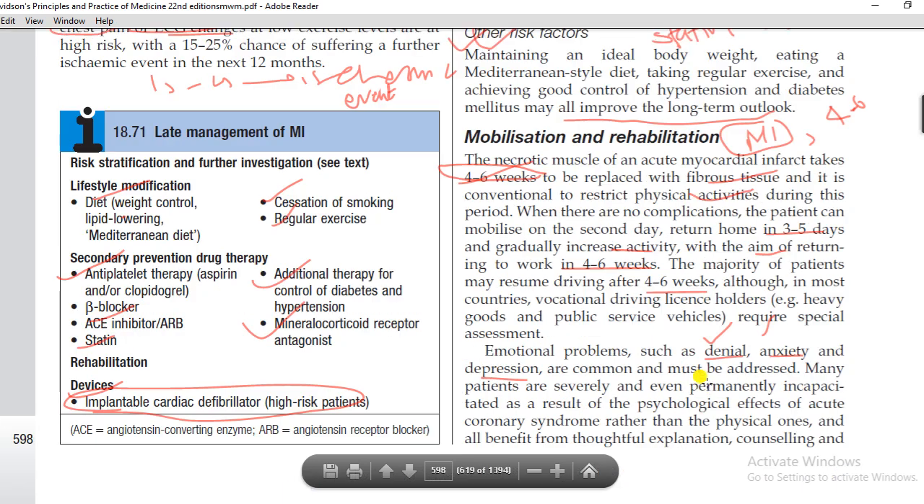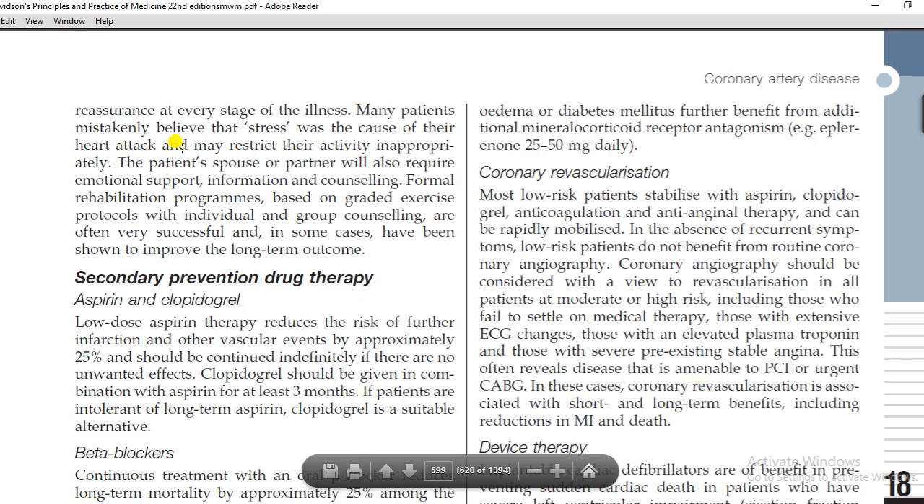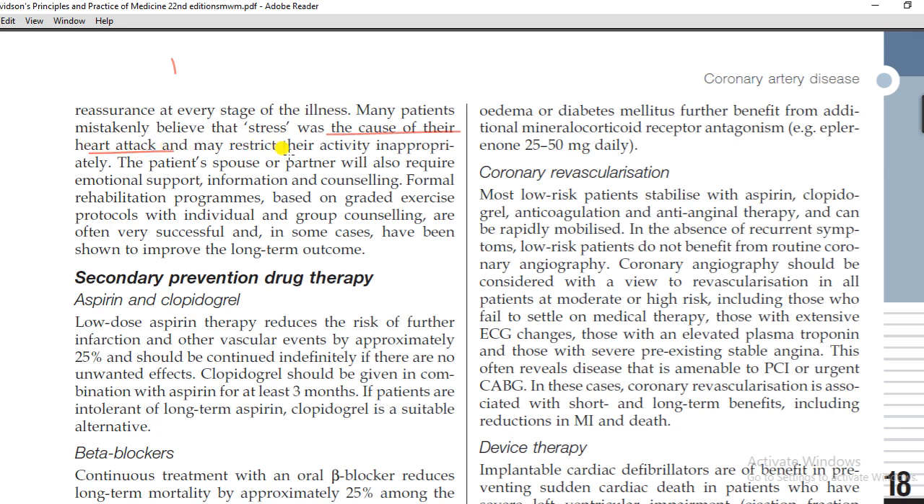So psychological effects should be considered, because after a major surgery or major attack of myocardial infarction, this is a major disease. Patients have a high chance that he or she could suffer from serious mental illness. Many patients mistakenly believe that stress was the cause of their heart attack, and may restrict their activity inappropriately.